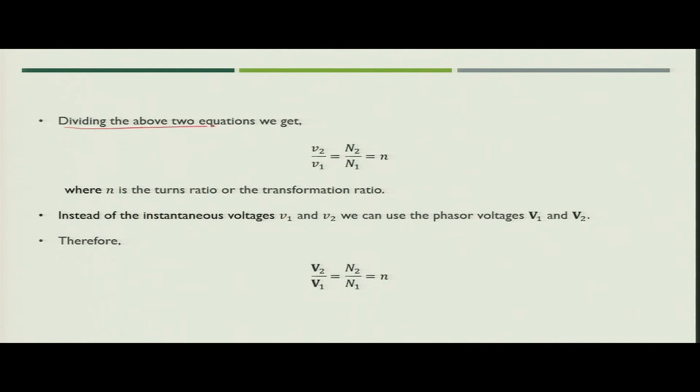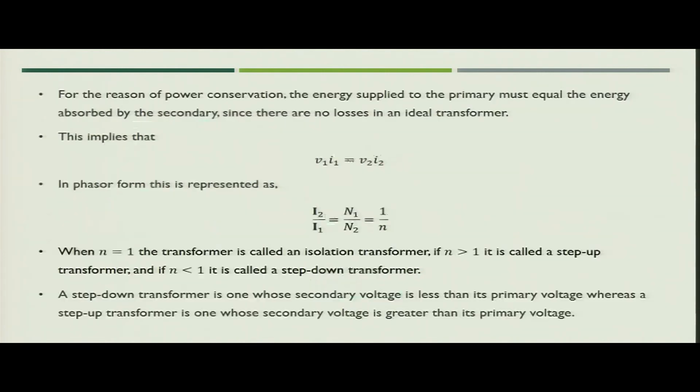Now, if you divide both of the equations, we get V2 by V1 is equal to N2 by N1. This will be equal to n, which we just derived, which was the turns ratio or the transformation ratio of the transformer. So, if in case of instantaneous voltages, that is v1, v2, we write phasor voltages, that is capital V1 and V2, we can simply say that V2 by V1 is equal to N2 by N1, which is nothing but the turns ratio of the transformer.